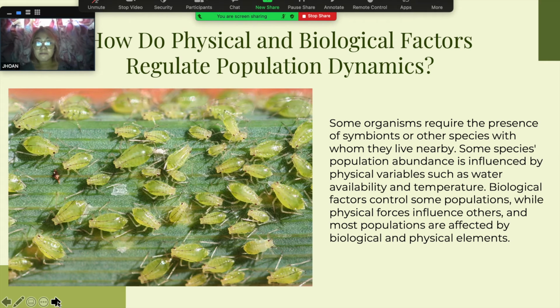How do physical and biological factors regulate population dynamics? Some organisms require the presence of symbionts, other species with whom they live nearby. Some species' population abundance is influenced by physical variables such as water availability and temperature. Biological factors control some populations, while physical forces influence others, and most populations are affected by both biological and physical elements.